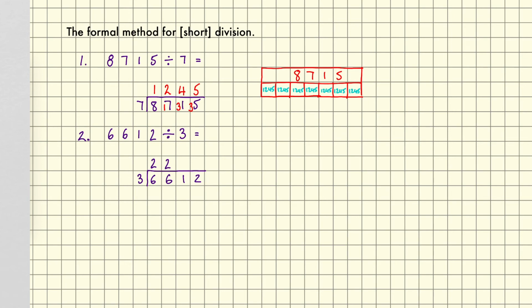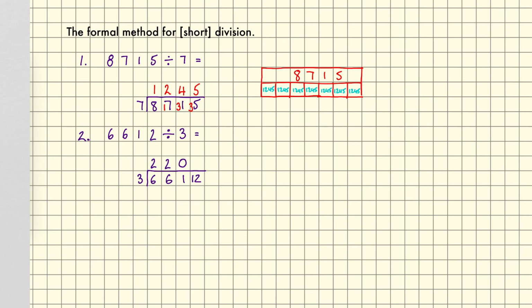Now this time, slightly more tricky. 3 times something equals 1. Well, 3 times 1 would be 3, which is far too big, so we have to go one less than that. 3 times 0, so we write a 0 there. 3 times 0 is 0, which means we have 1 left over. We carry the 1 across. 3 times something is 12. So how many 3s go into 12?